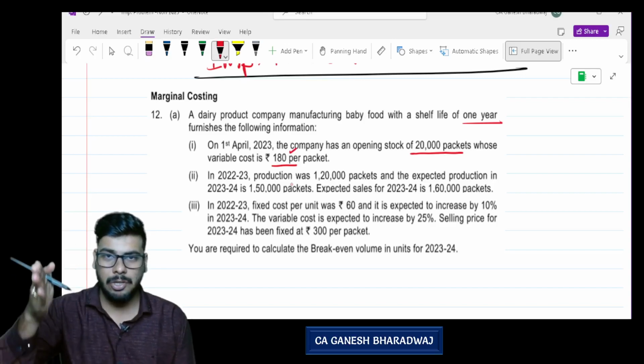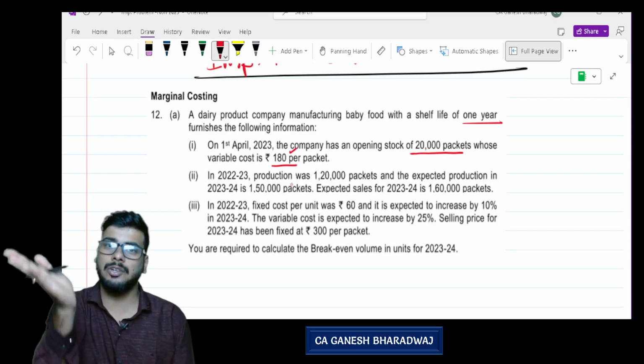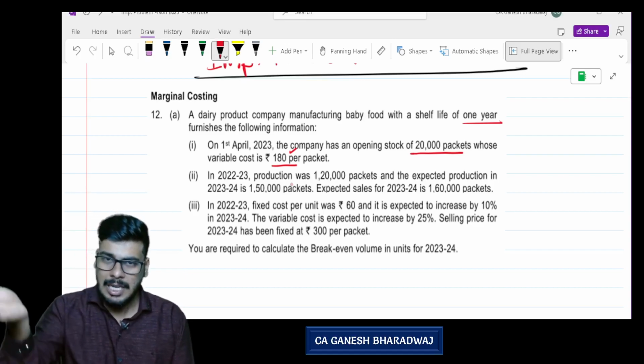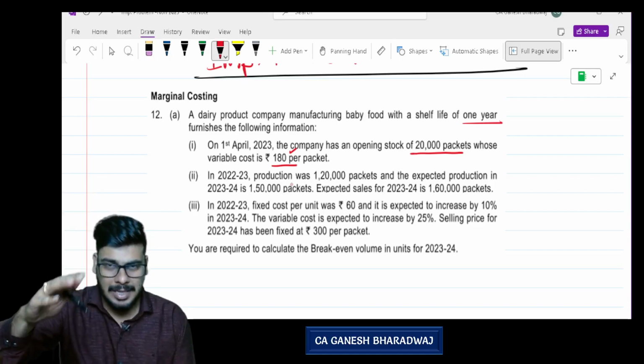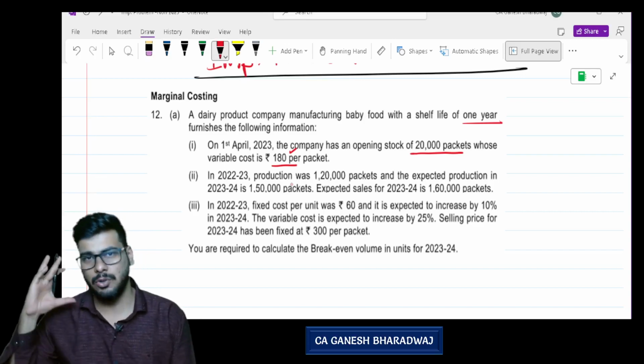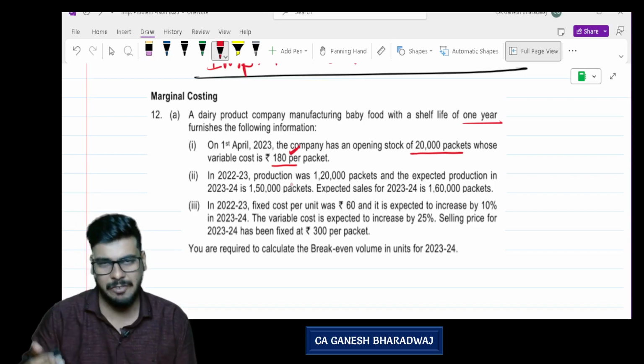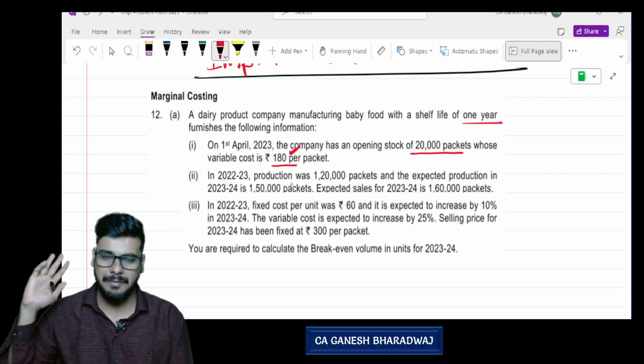The opening stock of this year is nothing but the closing stock of the previous year, or in other words, the previous year's production that got unsold remains as closing stock, correct? And the previous year's cost of production was 180. That's why it has been valued at 180 rupees.